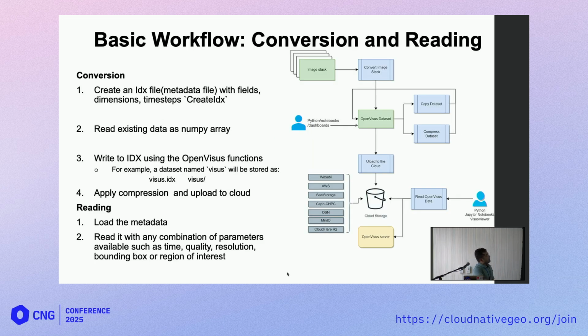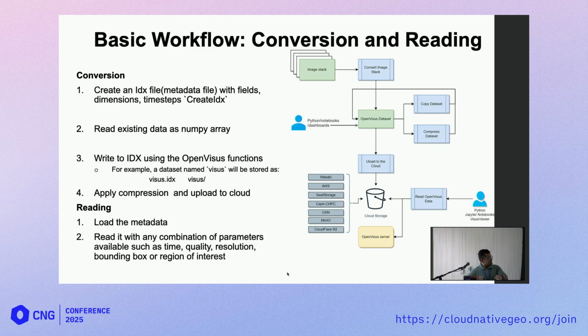Any data that can be loaded as an array into memory can be converted into our format. First of all, we create a basic IDX file with the metadata, like fields that you are interested in, dimensions, timestamps, and so on. And we open the netCDF file or TIFF file or any data format that you have, and we read them as a NumPy array. And we use OpenVisus functions where we encode the data in memory, and then we write it based on this hierarchical format that we just described. And we can apply the compression and upload it to cloud as needed. So that's how the IDX dataset is created.